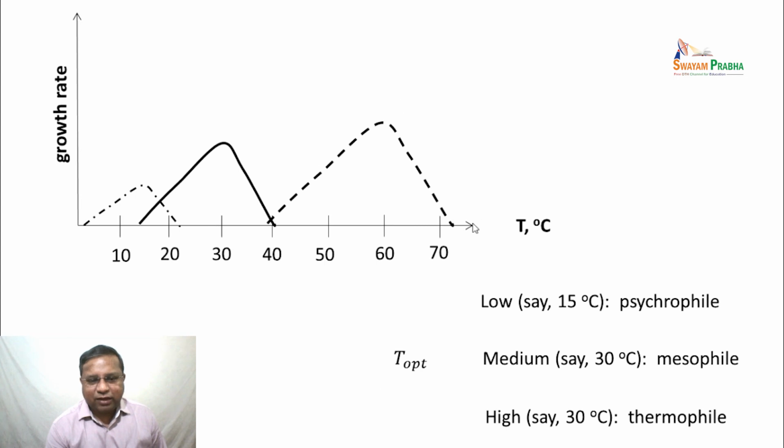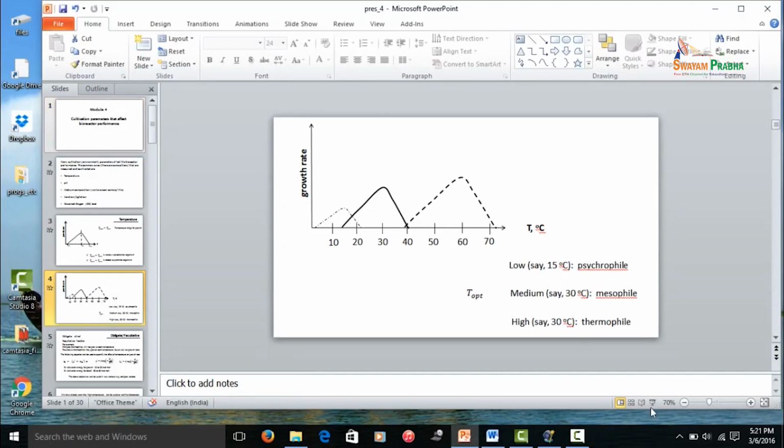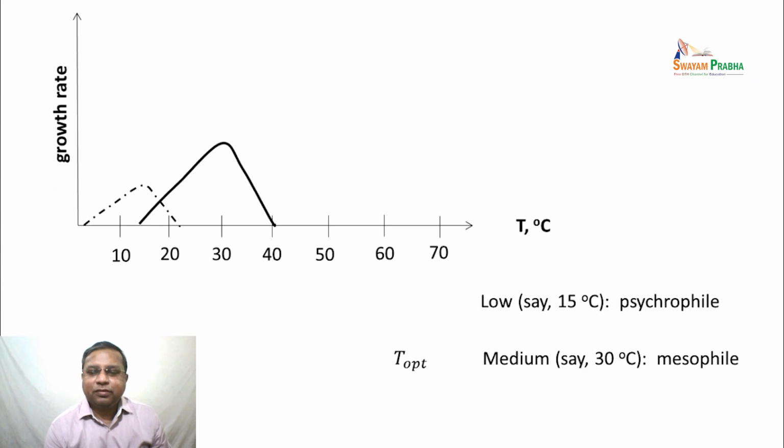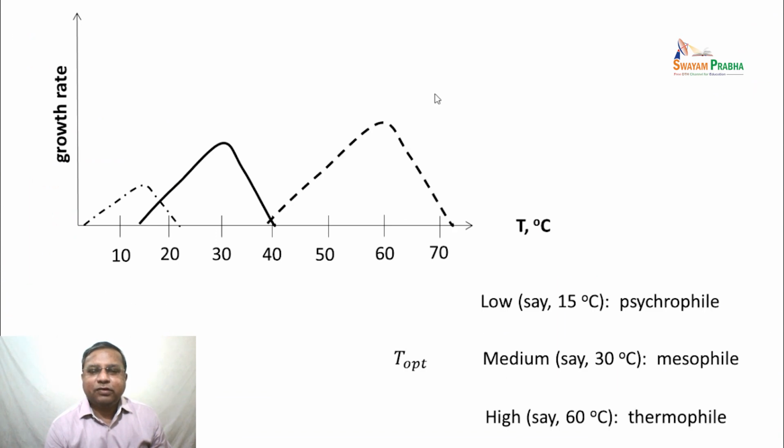If it is high, let us say this is around 60 degrees, it's not 30, it is 60 degrees, then it is called a thermophile. Okay, let us probably correct it right now so that you will not get the wrong picture. Okay, around 60 degrees C, it is called a thermophile.